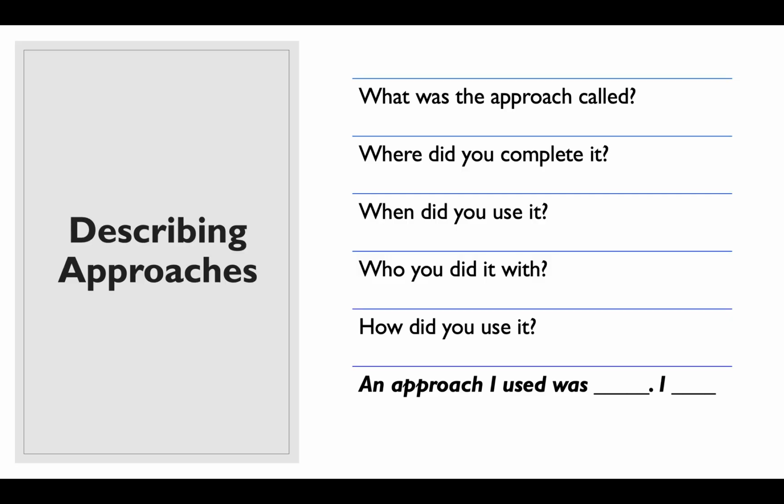At National 5 PE, you'll be asked to describe different approaches that you use to improve your skills. When you're describing them, you have to tell the marker what was the approach, what was it called, where did you complete the approach, when did you use it, who did you complete it with, and most importantly, how did you use it, what did you do during that approach. You may wish to start your answer with something like, an approach I used was repetition drills. And then you would go on to describe an example of repetition drills.